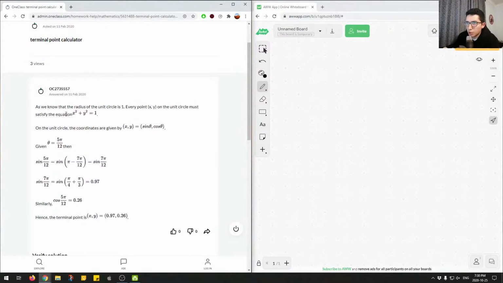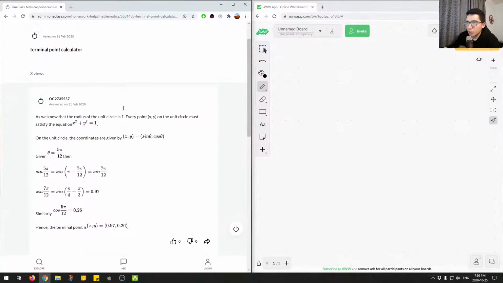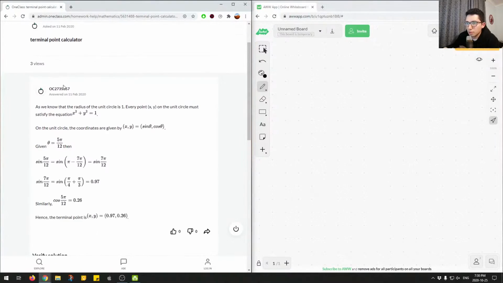So in this next question, we're asked terminal point calculator. I'm going to infer that we're given the following equation: x squared plus y squared is equal to 1. And we're supposed to calculate the terminal point of this given this angle. So the angle is 5 pi divided by 12. So this is question number 8. We need to know the terminal point.